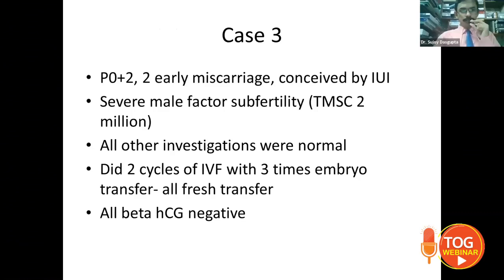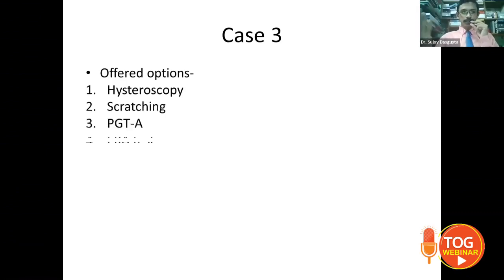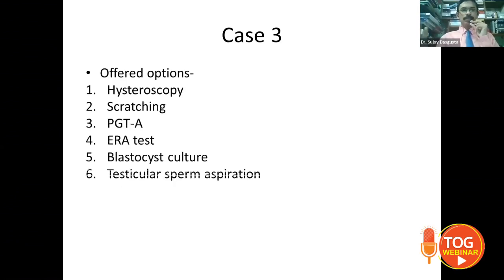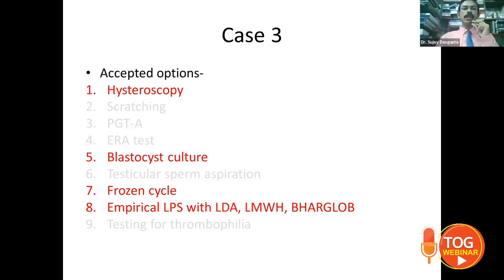Next slide, please. So when she came to us, we offered a number of options like hysteroscopy, scratching, implantation genetic testing like ERA test, blastocyst, and there is some evidence that in severe male factor infertility, testicular sperm aspiration can be a better option. And also we offered the thrombophilia screening and starting the empirical treatment with aspirin, heparin, Varglobe, etc. So considering all the pros and cons, the financial conditions and the limitations, they went for hysteroscopy, blastocyst culture, frozen cycle, and the empirical treatment.